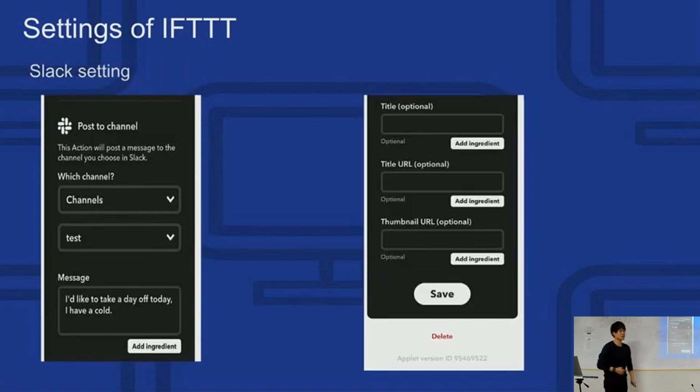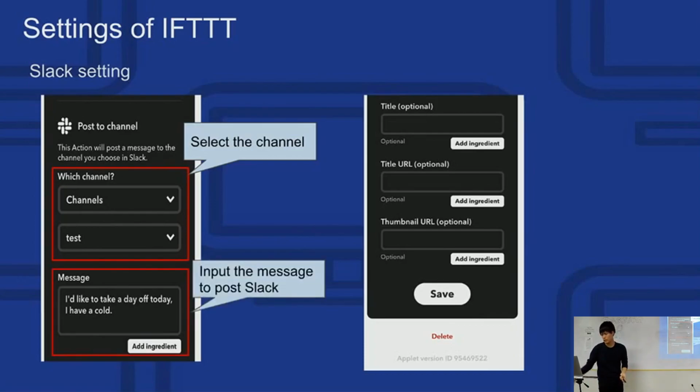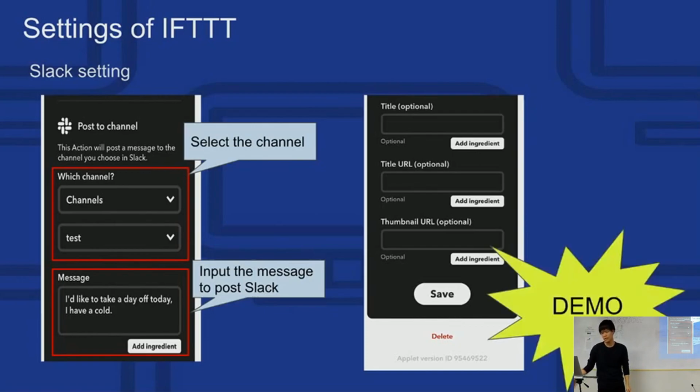And next are the Slack settings. You can choose a channel or direct message here, and I choose channels here. And also, you can input the message to post to Slack here. And finally, you save it. Okay, I want to show you the demo.